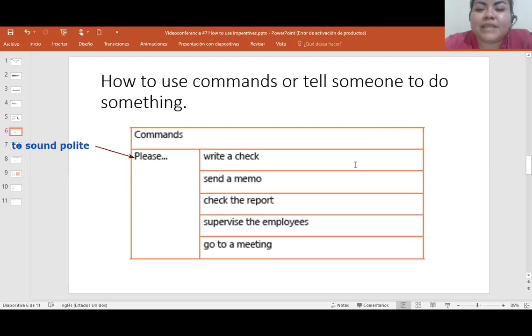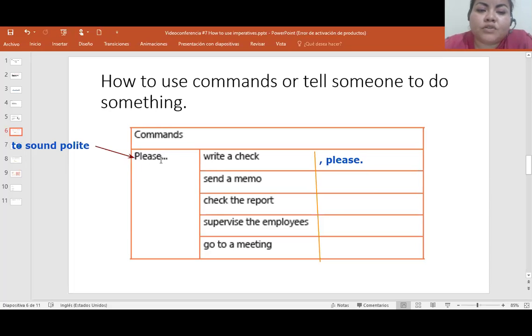But when we put please at the end, we're going to make another line here. When we put please here at the end, the only difference is that we're going to put a comma. Write a check, please. Send a memo, please. Check the report, please. Supervise the employees, please. The only difference here is that at the beginning, we don't have a comma.